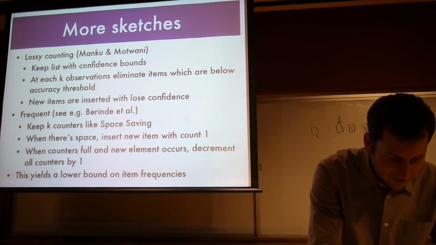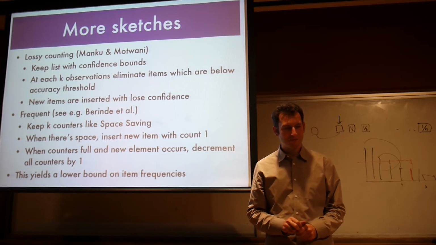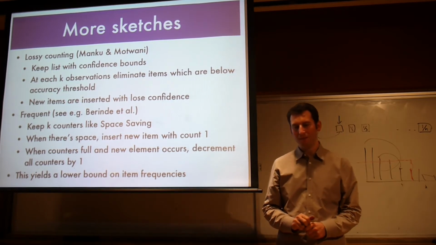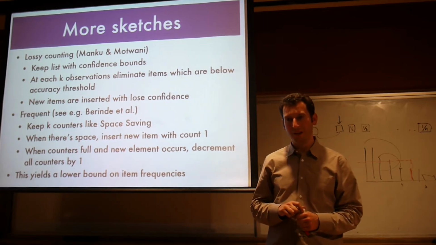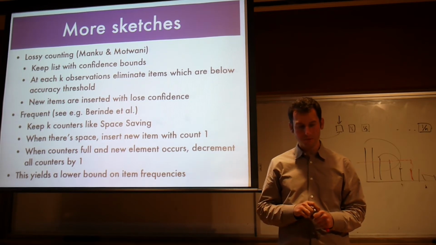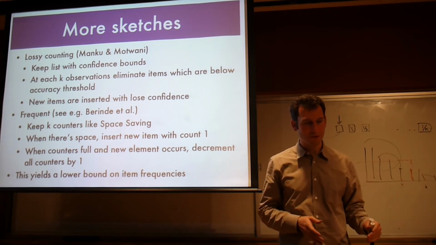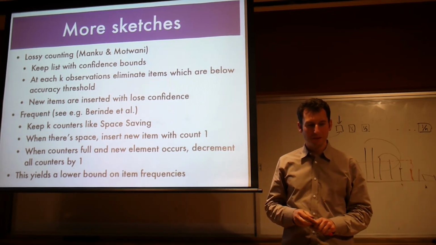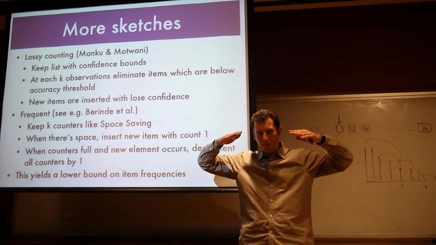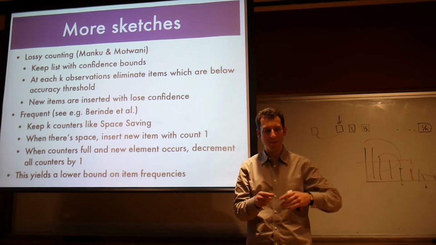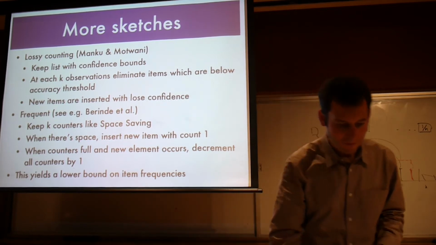Okay. There's a lot more sketches that behave almost the same way as lossy counting. So that's basically, it just runs space saver but with a different threshold. So rather than running the algorithm at a given level of space, you run it at a given level of accuracy. So your list may actually shrink or grow over time. And frequent, which basically keeps the k counters, but whenever we see a new item, it decrements all the counters by 1 until we have space again. That actually turns out not to work quite so well in practice, but it also gives you a lower bound.